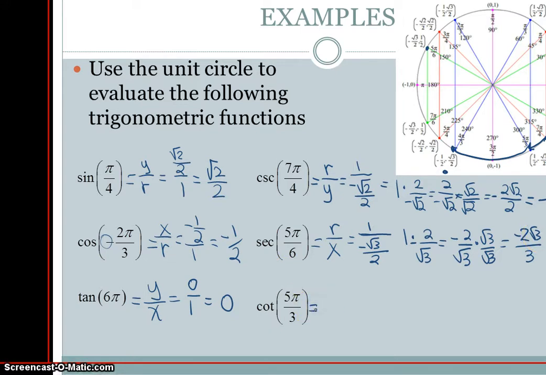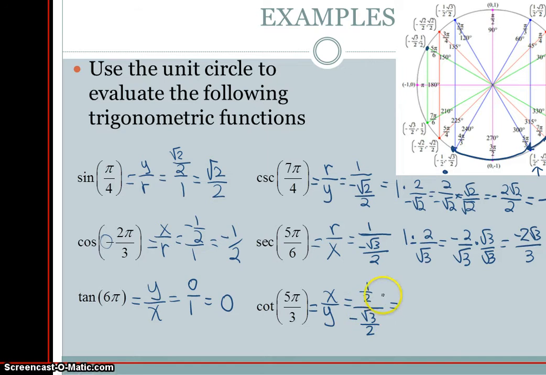The last one that we want to look at is the cotangent of 5 pi over 3. Once again, our cotangent is the reciprocal identity of the tangent, so it's going to be x over y. So we need to find where 5 pi over 3 is, and it is right here. So we're going to be using these coordinates for it. So the x-coordinate is 1/2, and the y-coordinate is negative square root of 3 over 2.